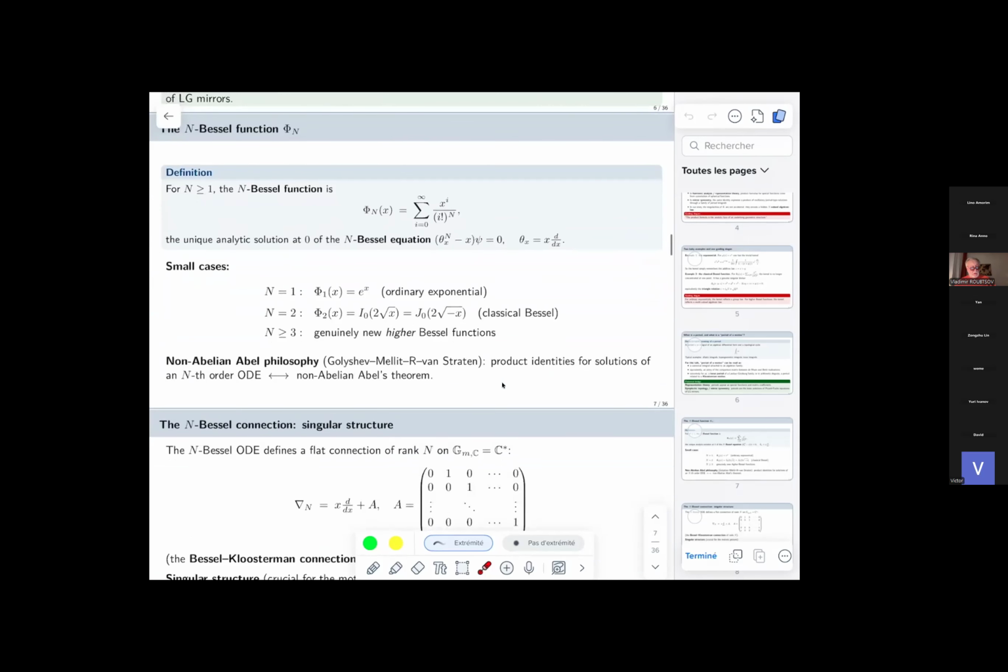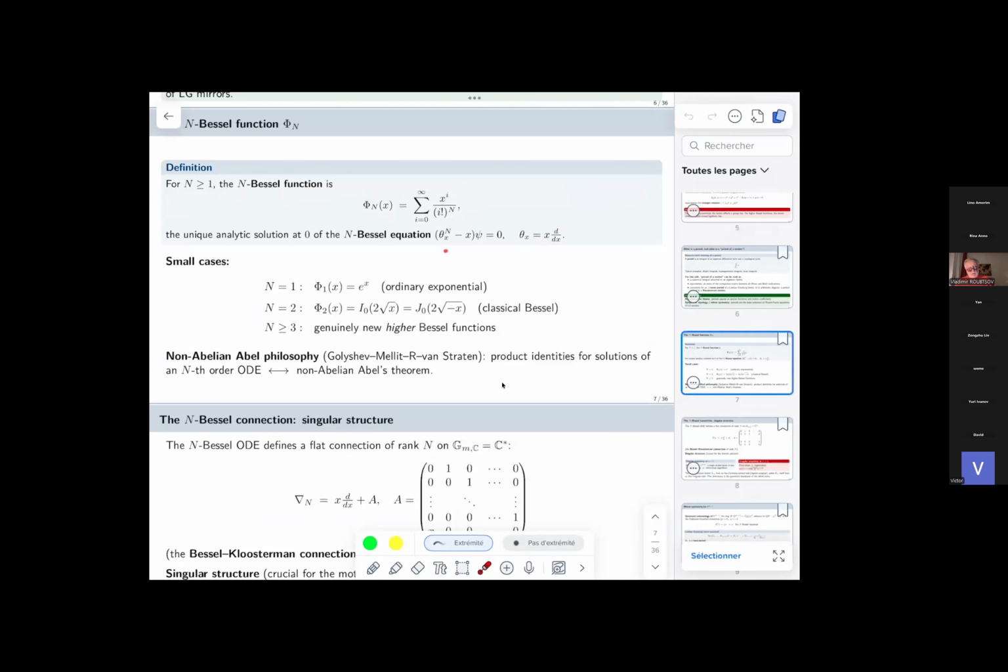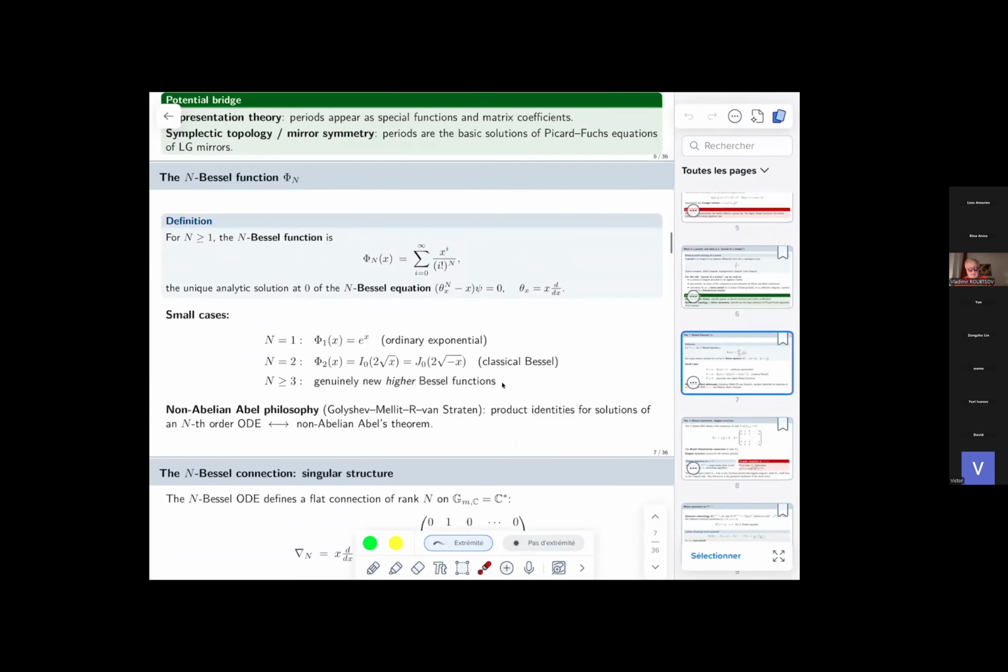Let me now show what I mean by n-Bessel function. The n-Bessel function is a series where instead of a square, I take in the denominator degree n. This is an analytic function, and it is the unique analytic solution of the n-th order Bessel equation. So let's consider the differential operator of Euler type theta equals x d/dx and take the equation theta to the n minus x operator, which we call the Bessel equation.